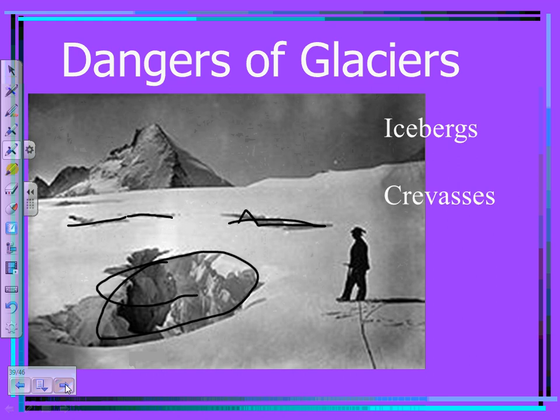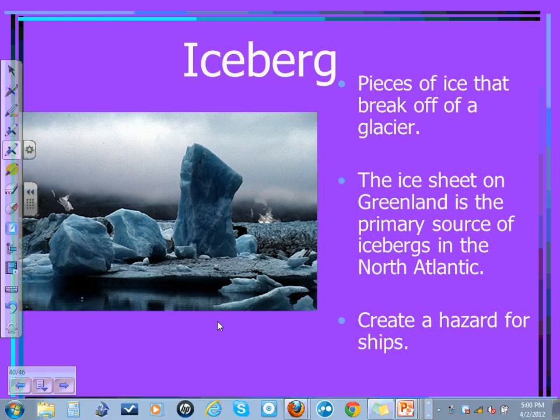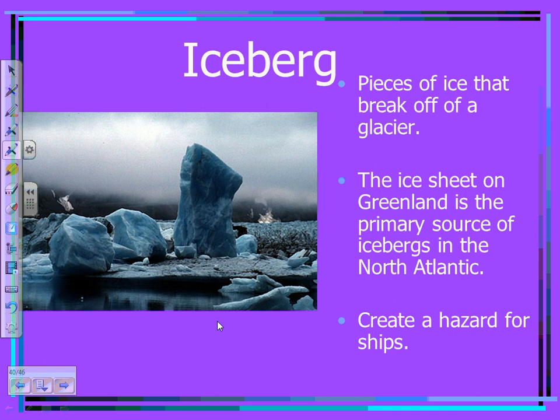cavemen that we've recovered is the fact that they fell into a crevasse and got trapped in the ice. Icebergs typically occur at the terminus when a glacier meets the ocean, and they calve, and parts of the glacier break off and float out to sea. An iceberg again is a piece of ice that breaks off of a glacier.